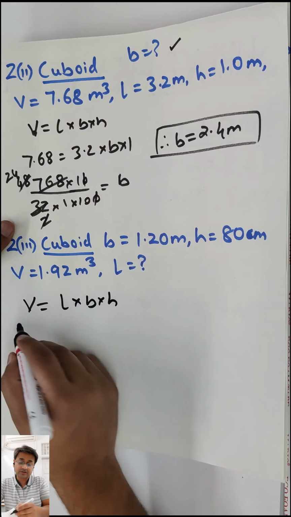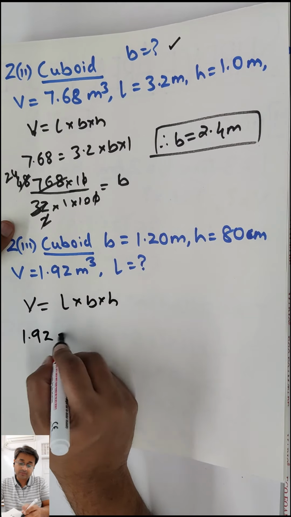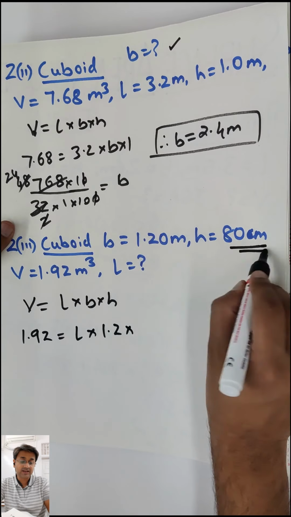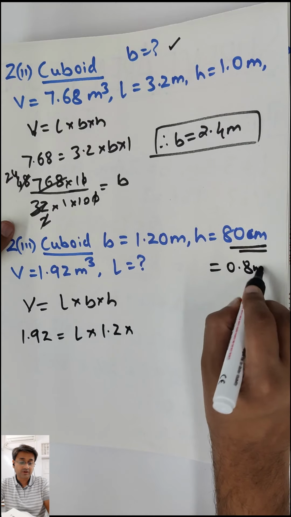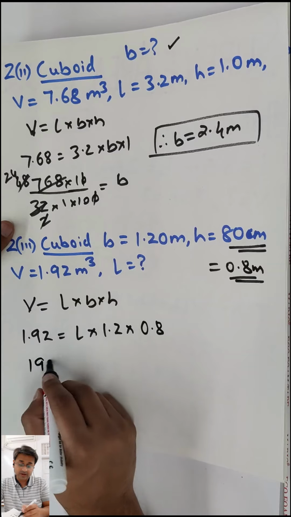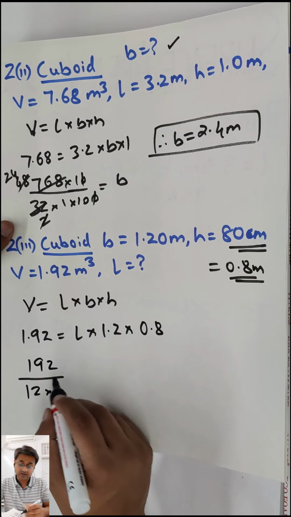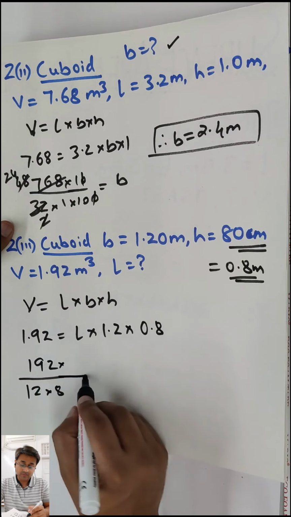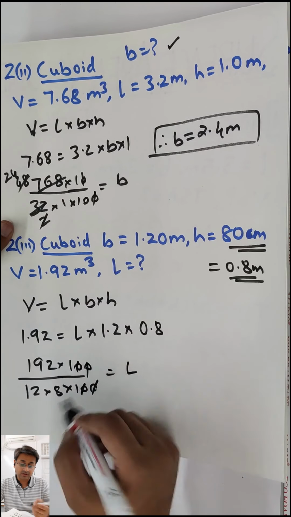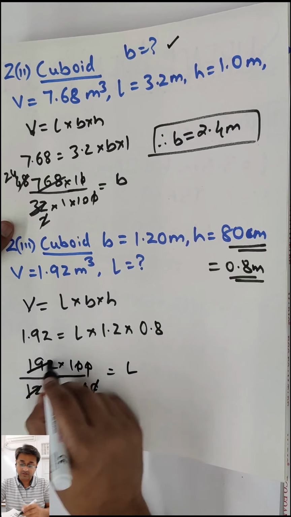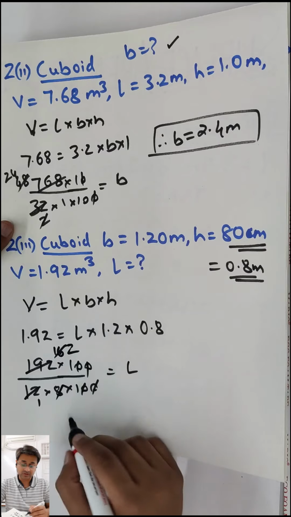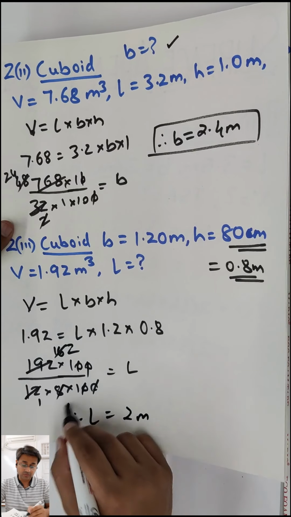So length into breadth into height. So volume is 1.92, length is unknown, breadth is 1.2, and height again in centimeters. So convert it to meters, otherwise you will mess up. Remember that. So 0.8. So 192 by 12 into 8. 2 decimals, so I am putting into 100. 1 and 2 decimals, so into 100. So basically all these decimals are taken care of. 12 ones are 12. So 6 times again, 8 ones are 2s. So therefore length is 2 meters.